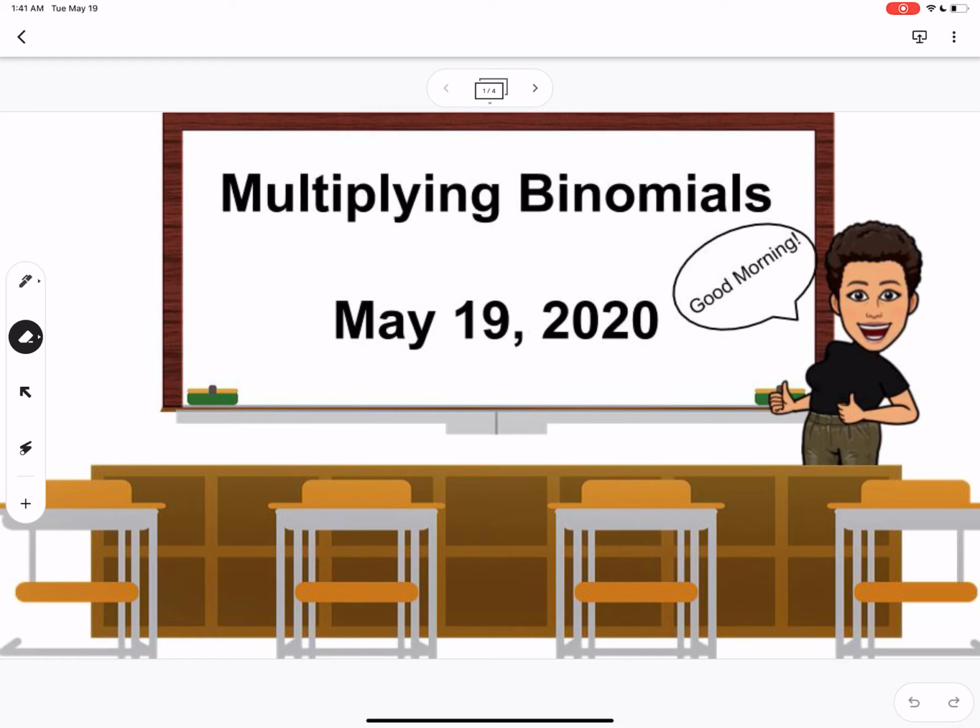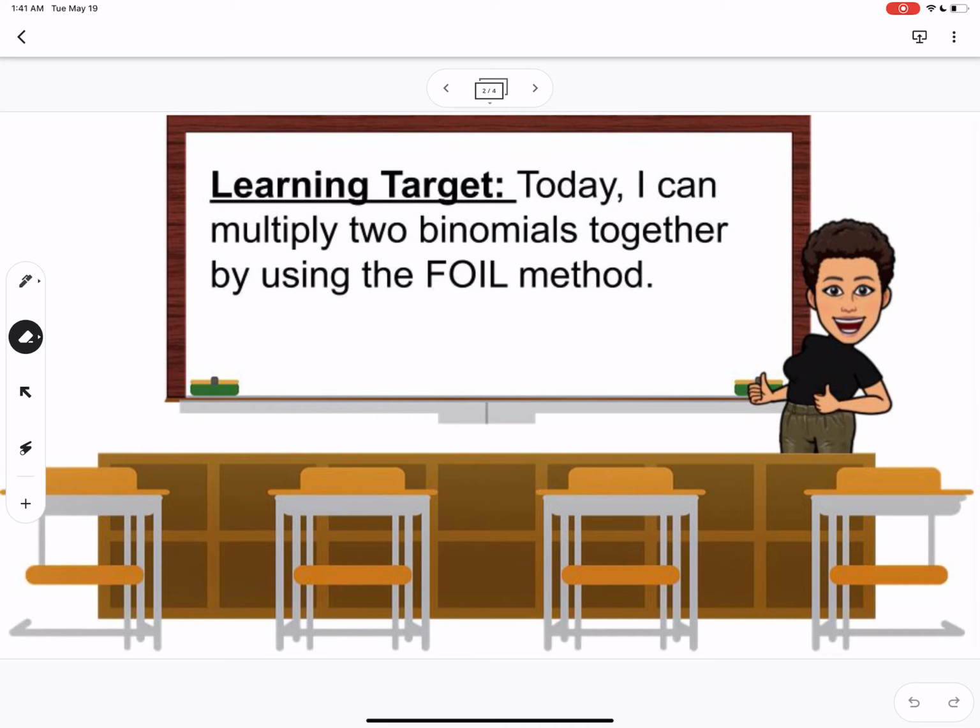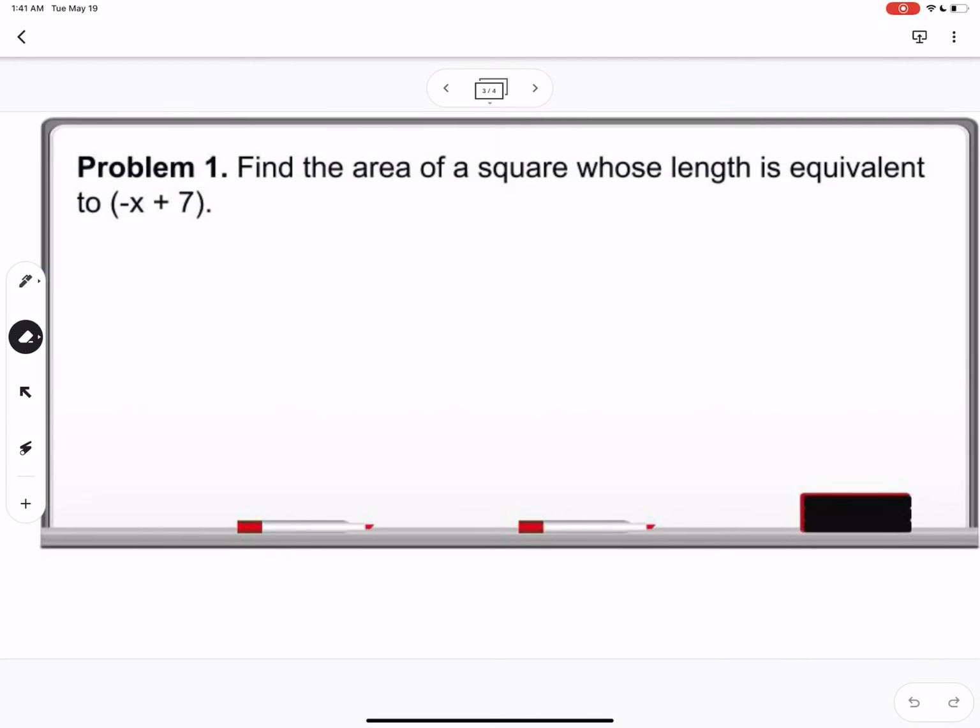Good morning, everyone. So today we're continuing our work with multiplying binomials using the FOIL method. So of course our topic of today is multiplying binomials. Our learning target is the same as yesterday. Today I can multiply two binomials together by using the FOIL method. Let's get straight into it.